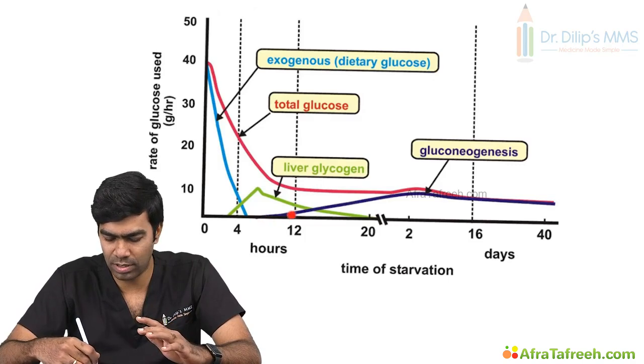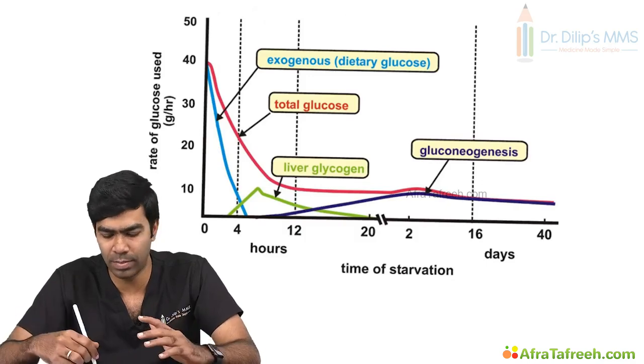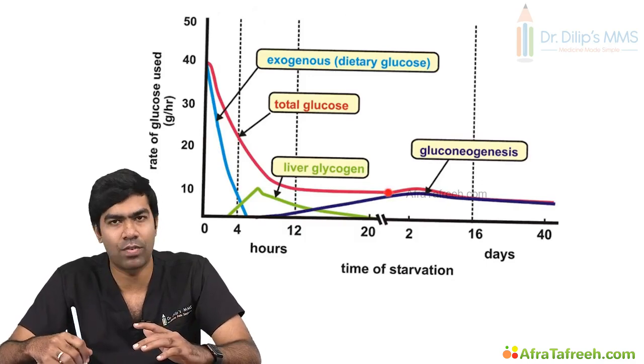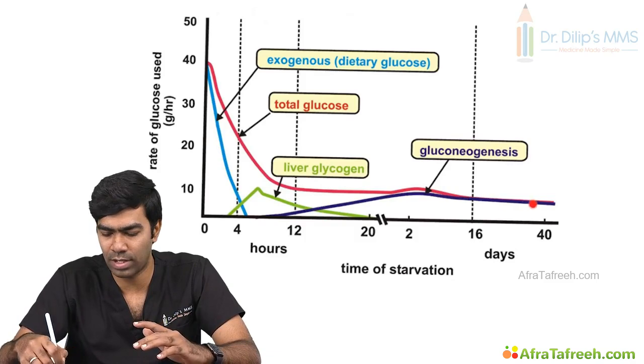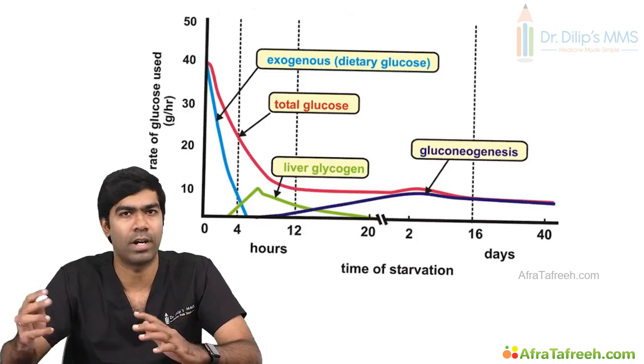By around 6 to 8 hours, your gluconeogenesis will start increasing a little bit. By around 12 to 24 hours, it peaks, and beyond 24 hours, it will reach a plateau, beyond which gluconeogenesis cannot be expanded to produce glucose.